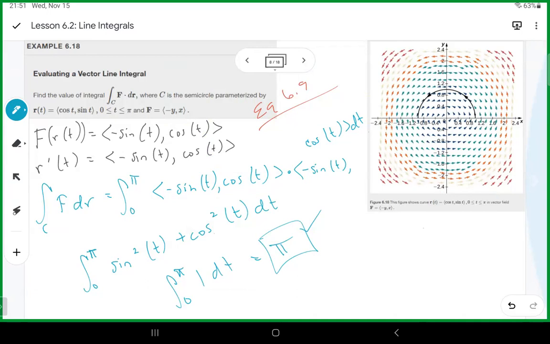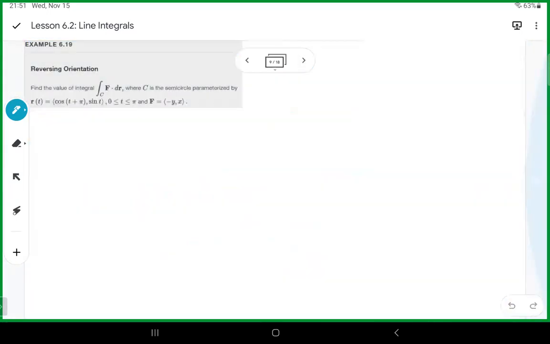Halfway through. Doing great. Okay. So reversing orientation. Find the integral. Notice that this is the same problem as 6.18. Okay. Except that the orientation of the curve has been traversed.